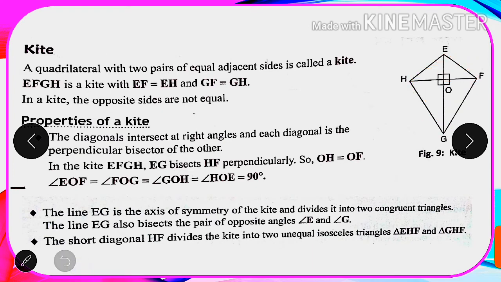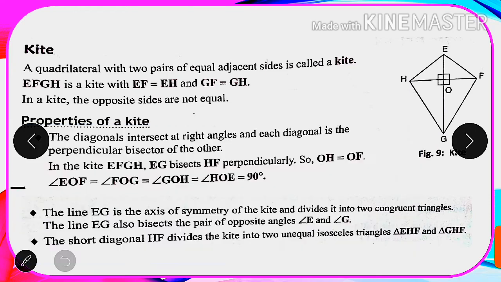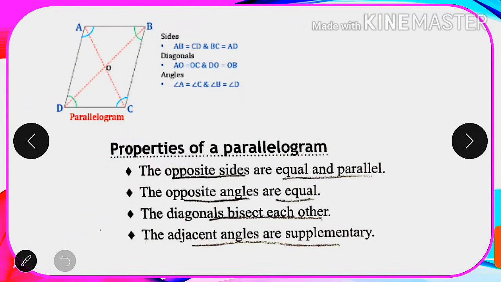So with this we come to the end of kite. At the end of this video we will see the formulas, that is how to find the perimeter and area. Till then, let us see the next special quadrilateral, that is parallelogram, which is very important for us.